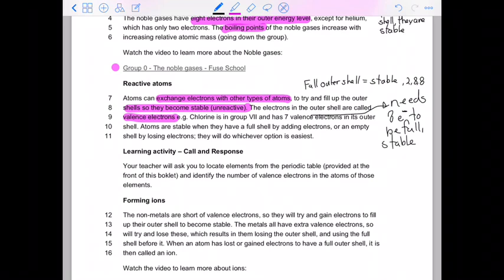So we know that that outer shell being full means it is stable. So it will try to do whatever it can in order to get that outer shell to be full. So in chlorine's case, it has 7, it needs to get to 8. It has 2 options. It can either get rid of the 7 valence electrons it has in order to have the second shell be the full shell.